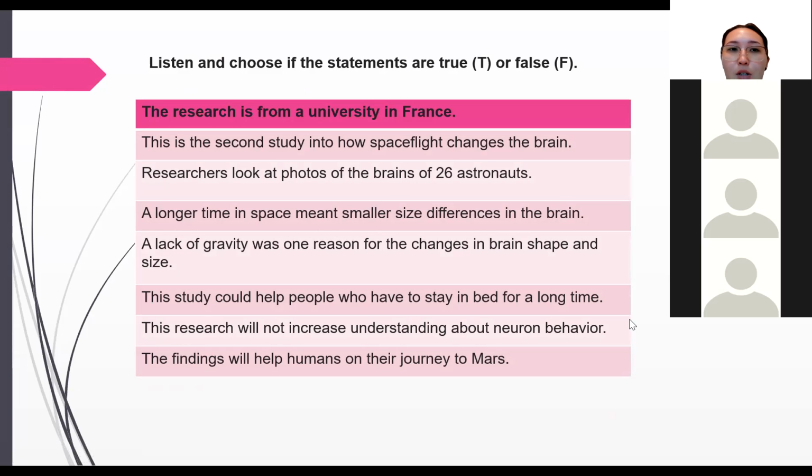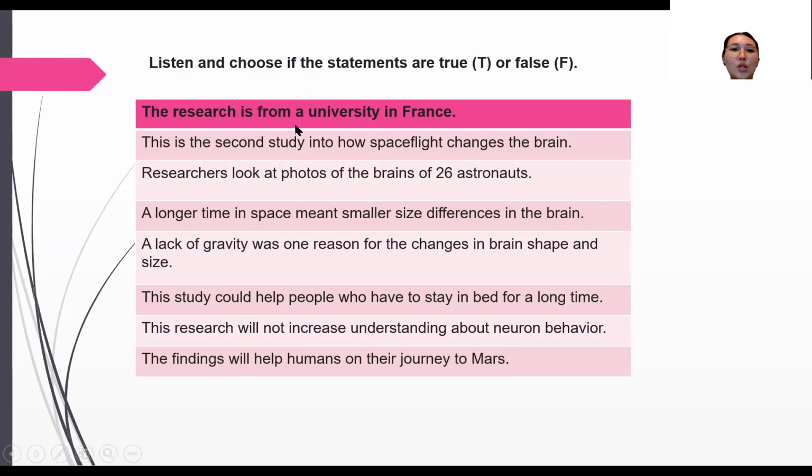Okay, listen and choose if the statements are true or false. The research is from a university in France. Is it true or false? USA, America. False.